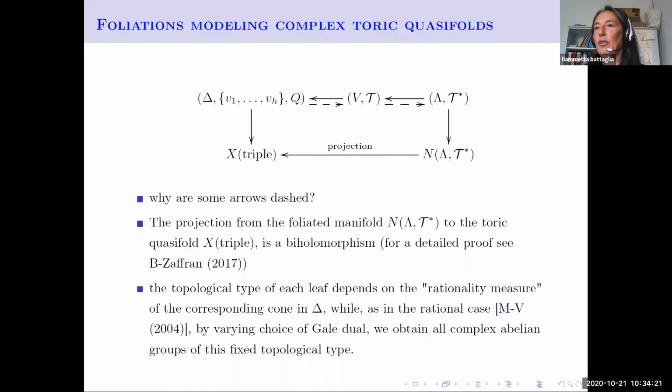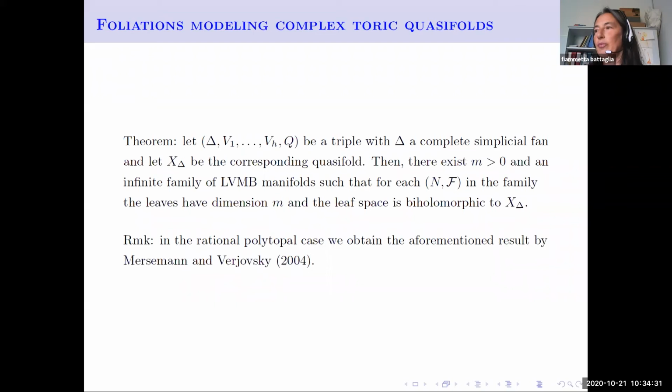Okay, so we have this picture. I just wrote a precise statement of this. Starting with the triple, we obtain a family of LVMB manifolds, and for each of them, the leaf space is biholomorphic to the corresponding toric complex quasifold. And in the rational polytopal case, we re-obtain the result of Meersseman and Verjovsky.